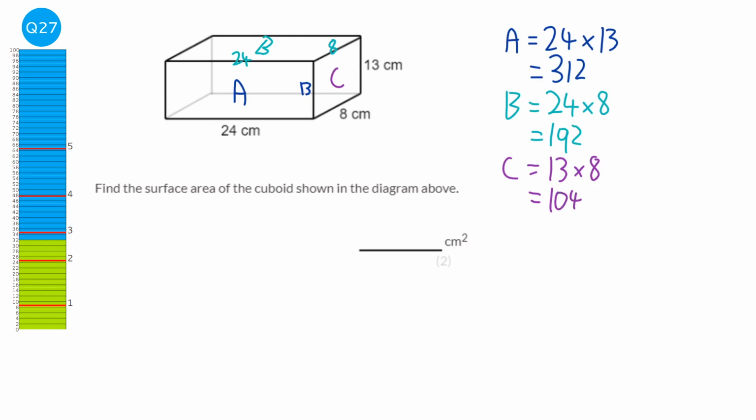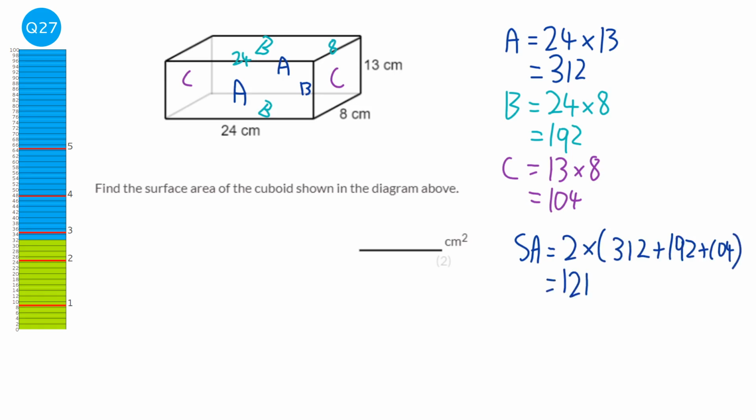Now notice that the faces all have the exact same face on the opposite side. So this one at the back is also A, this one at the side is also C, and the one at the bottom is also B. So what I'm going to do is add up all the areas of the squares and double it. So to work out the surface area, we're going to do 2 times 312 plus 192 plus 104. And that will give me 1,216 centimetres squared, because it's an area.